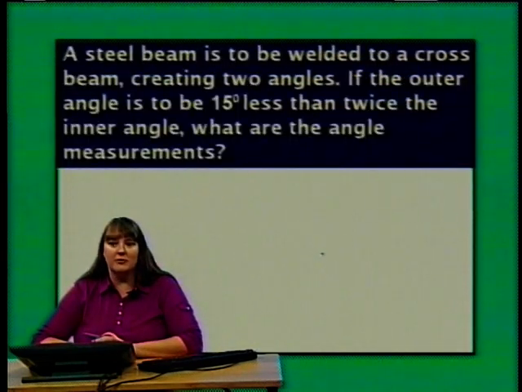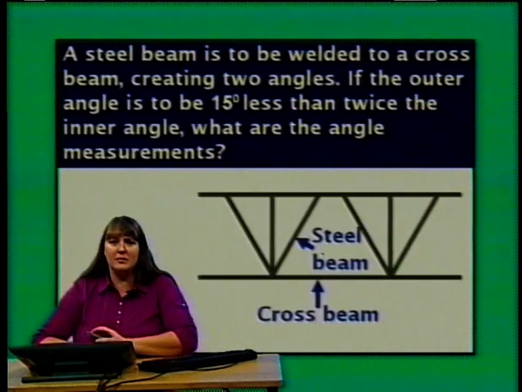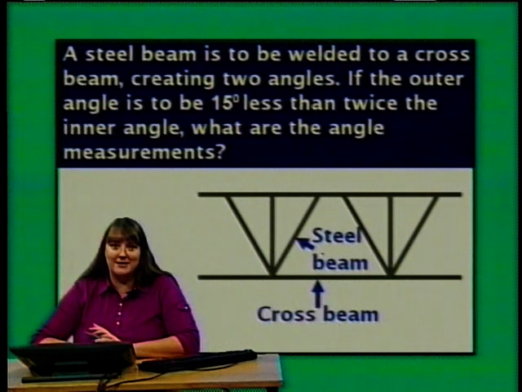Let's look at an application with supplementary angles. A steel beam is to be welded to a cross beam, creating two angles. If the outer angle is to be 15 degrees less than twice the inner angle, what are the angle measurements? Well, it might be a good idea to have a picture of what's going on here. So here I have a picture of a cross beam. Actually, I have two cross beams and 6 steel beams. You might think of this as some kind of a support system. You might have seen this when a building was being constructed, or you might have seen some kind of a support system like this in a bridge. In this problem, we're just focusing on one cross beam and one steel beam.